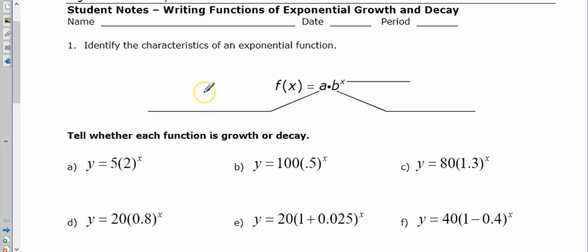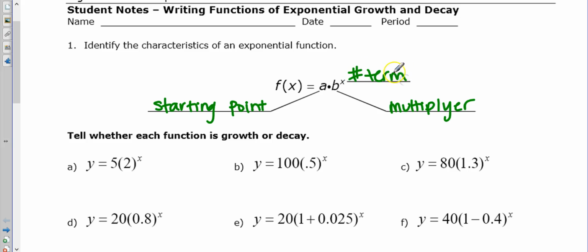So we've got a reminder. A is my starting point. B is the multiplier. And X is the number term. All right, so the rule we're going to stick with is if B is greater than 1, it is going to be growth. If B is greater than 1, it is exponential growth. If B is between 0 and 1, that will be decay.